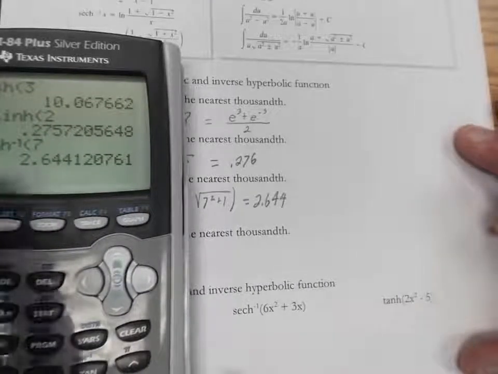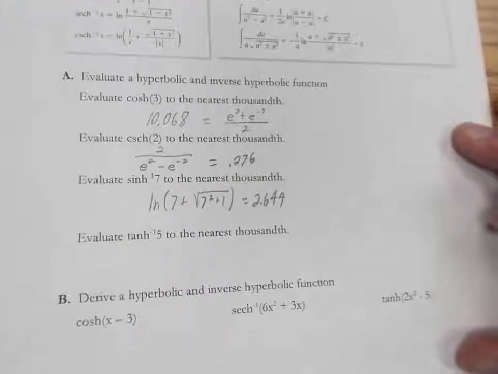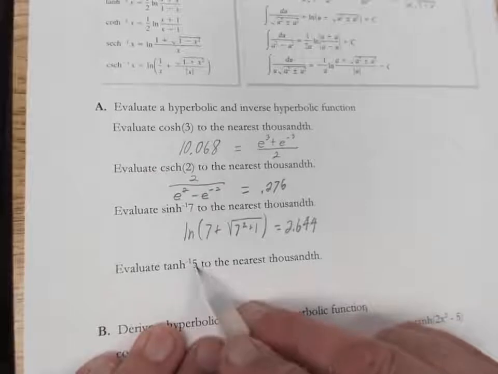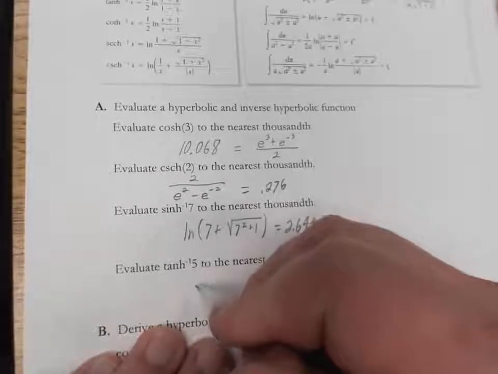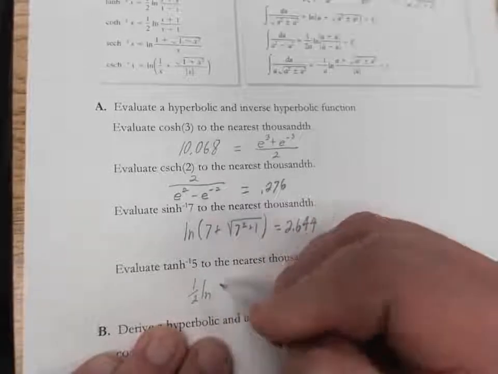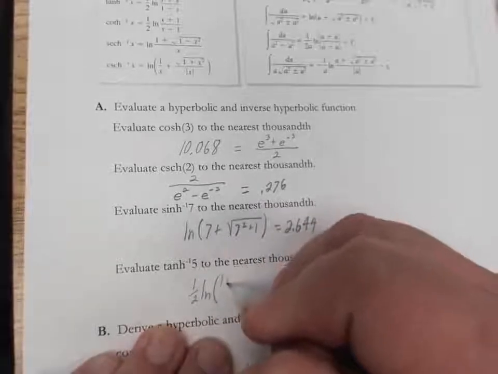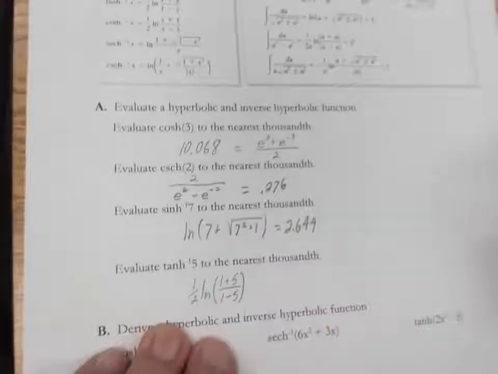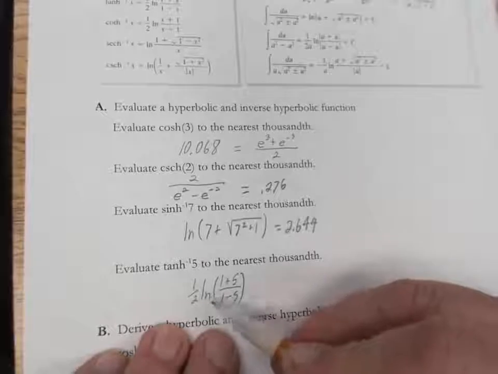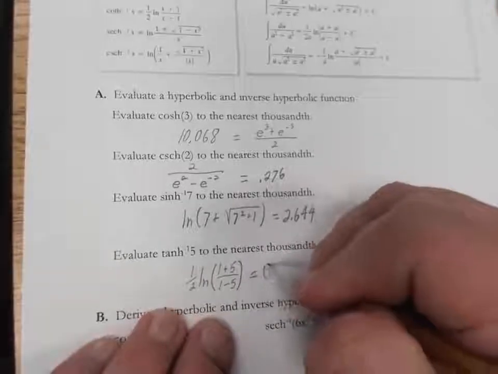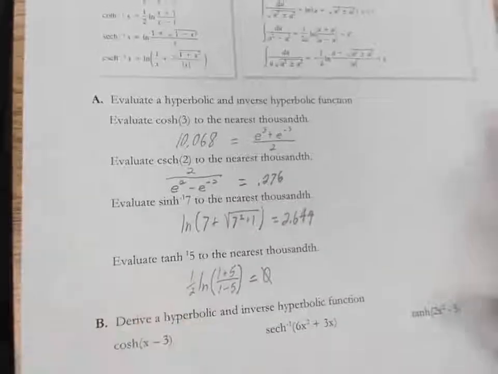And then finally, if I look at this last one, if I were to use the formula up above for the inverse hyperbolic tangent of 5, then that's going to be 1/2 times the natural log of, now that's a quantity, so it'd be 1 plus 5 over 1 minus 5. Well, we have a problem here because that's the natural log of a negative number. And so the result of this is going to be undefined. It's not going to work out.